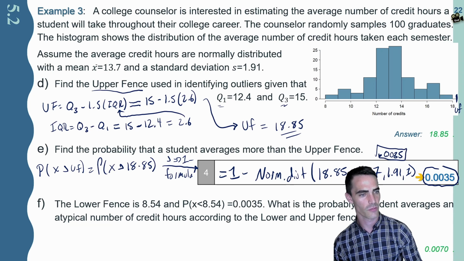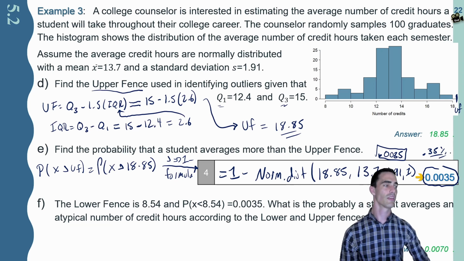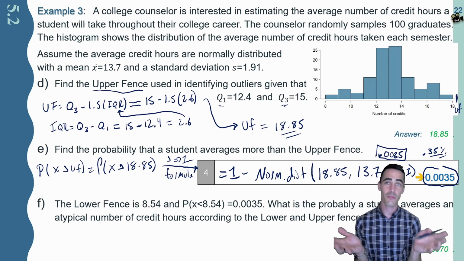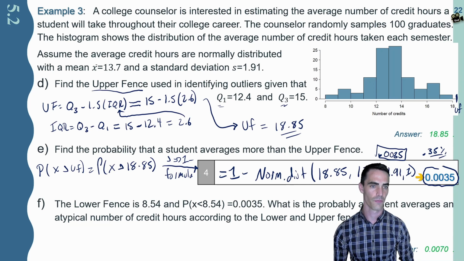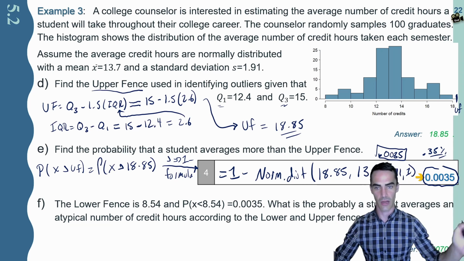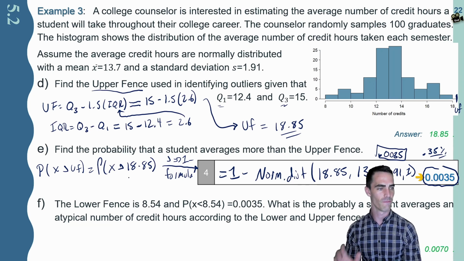If you wanted to think about it in terms of percentages, that's 0.35%. Unlikely, don't count on it, which should make sense for fences, that it's very unlikely for this to occur, because that's what we call outliers or atypicals when they're outside. So the probability, not likely.